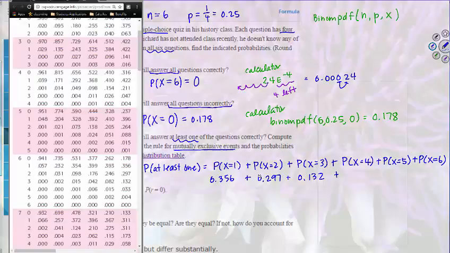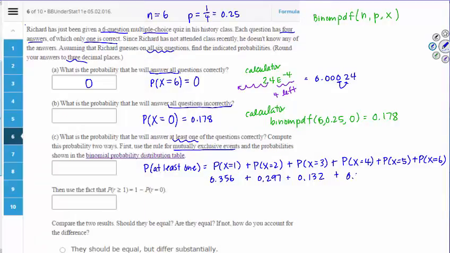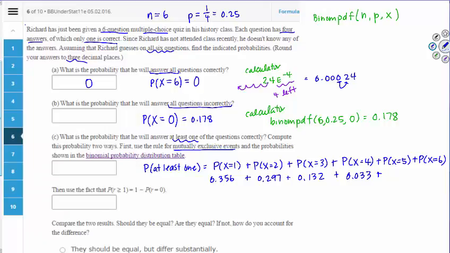Probability x equals 4 is 0.033. X equal to 5, 0.004, and the probability of 6 is 0. So we can add all these up and put that solution right there. That's a lot of work though. We had to add 6 numbers together.